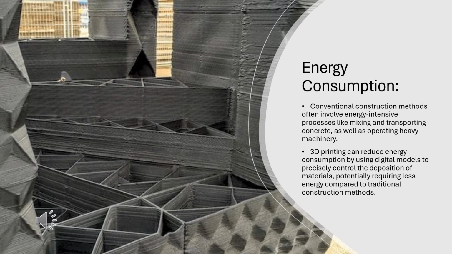Energy consumption. Conventional construction methods often involve energy-intensive processes like mixing and transporting concrete, as well as operating heavy machinery. 3D printing can reduce energy consumption by using digital models to precisely control the deposition of materials, potentially requiring less energy compared to traditional construction methods.